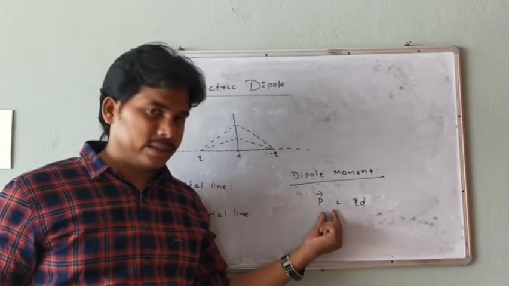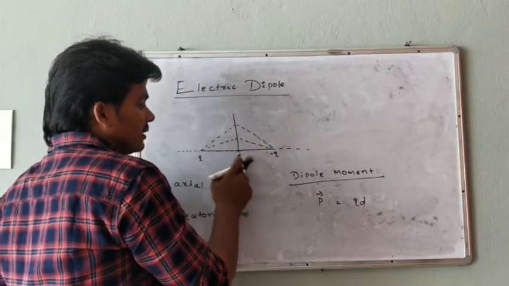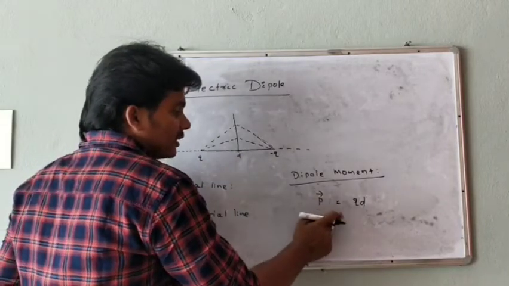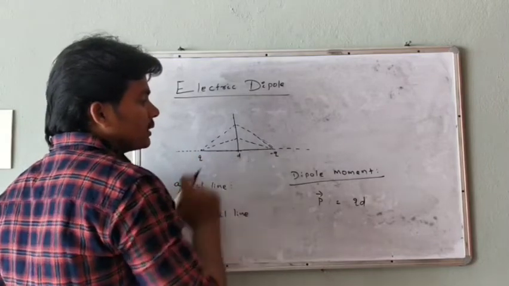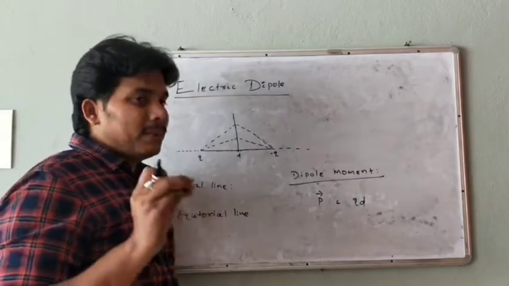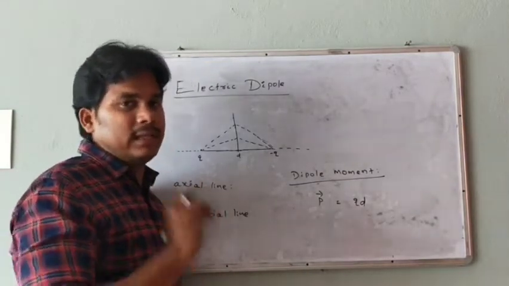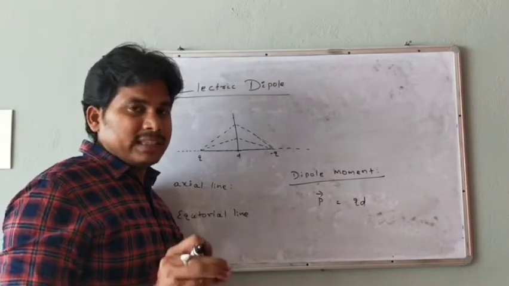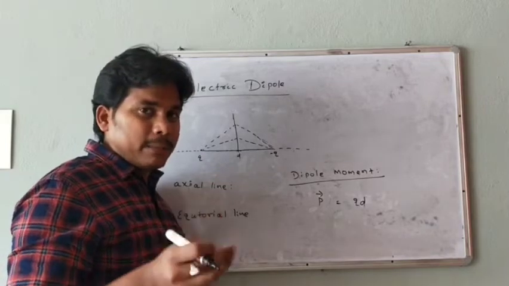It is a vector quantity, and its direction is the same as the direction of the force experienced between these two charges. That means the electric dipole moment is the product of the charge and the separation distance between these two charges.